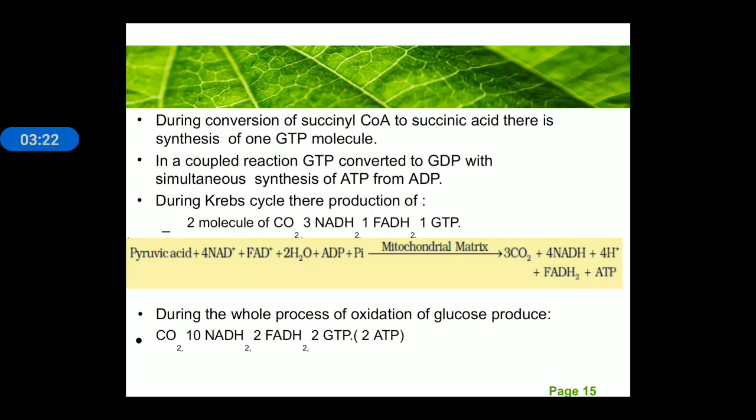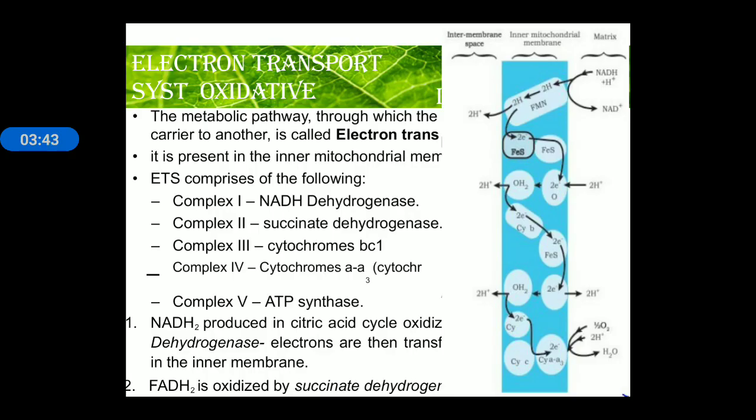So during the Krebs cycle there is production of 2 molecules of CO2, 3 NADH, 1 FADH and 1 GTP, and this Krebs cycle takes place in the mitochondrial matrix. During the whole process of oxidation of glucose, 10 NADH, 2 FADH and 2 GTP or 2 ATP will form. Next is the electron transport system, or oxidative phosphorylation.